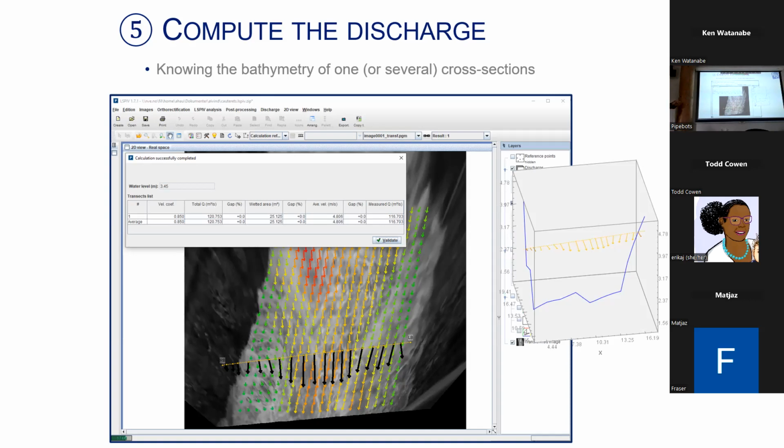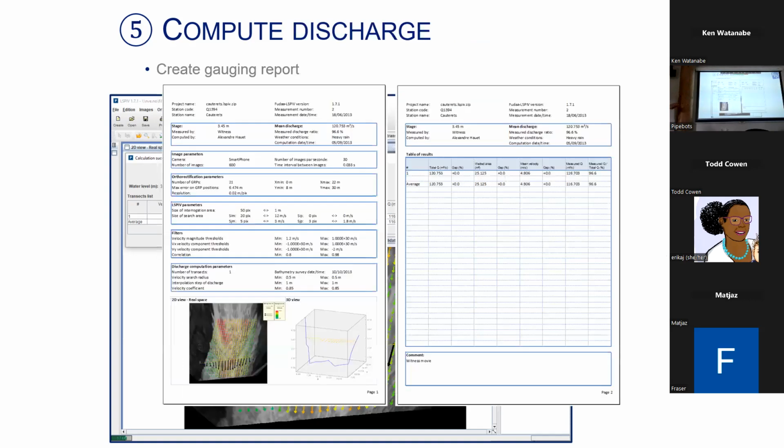Okay, that's the LSPIV. You can go to the next one. And yes, you have a report which is created, which looks, for the people who are using ADCP, like the WinRiver report, something like that, where you have all the information about your studies and the results that you have. Next.